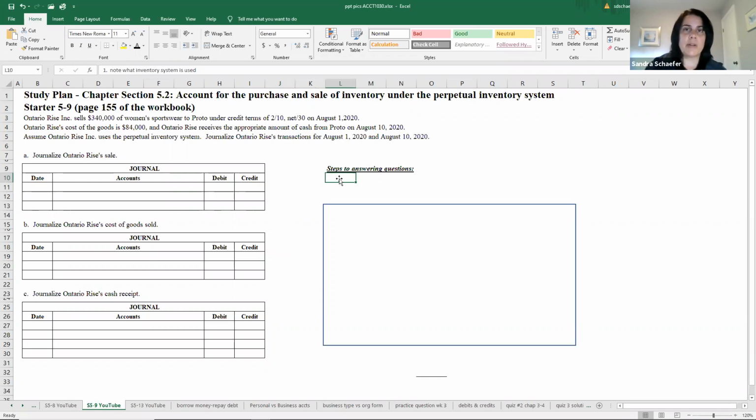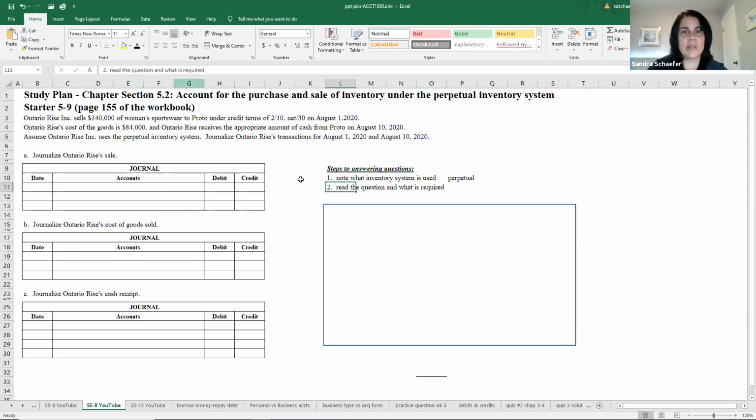Some steps to keep in mind when answering inventory journal entry questions. First of all, it's important to know what inventory system is being used, because if you're using the periodic versus the perpetual inventory system, there are different journal entries involved. In this question, it was noted that we are using the perpetual inventory system.